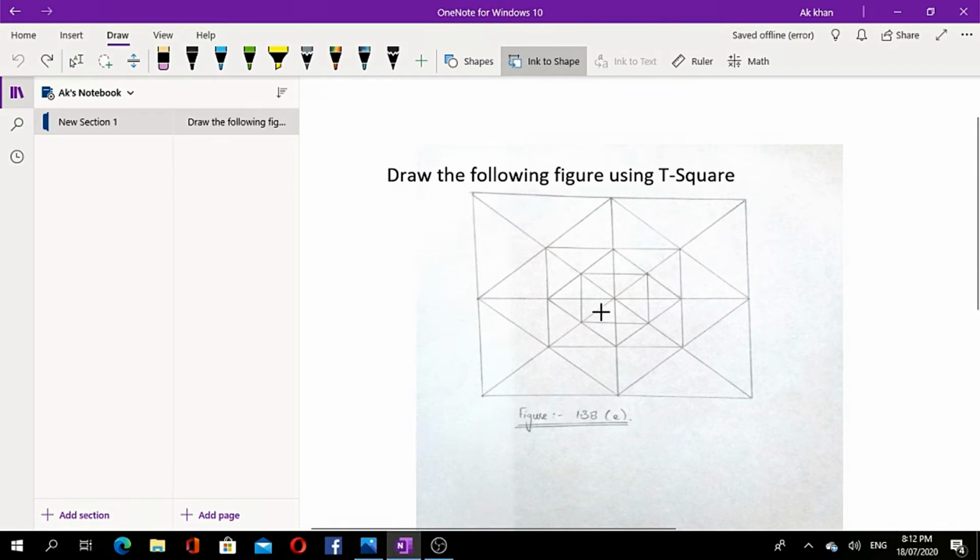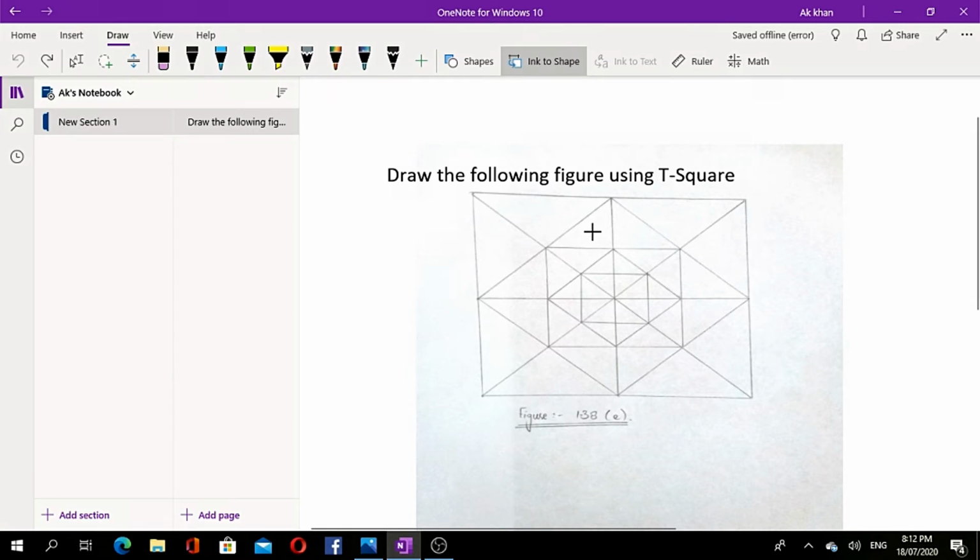Of any part of any drawing, there is a figure. We just have to draw it. Figure name 181, chapter and 38E. Now, if you want to draw it with the help of the T-scale, you will draw it with the help of the scale as well.